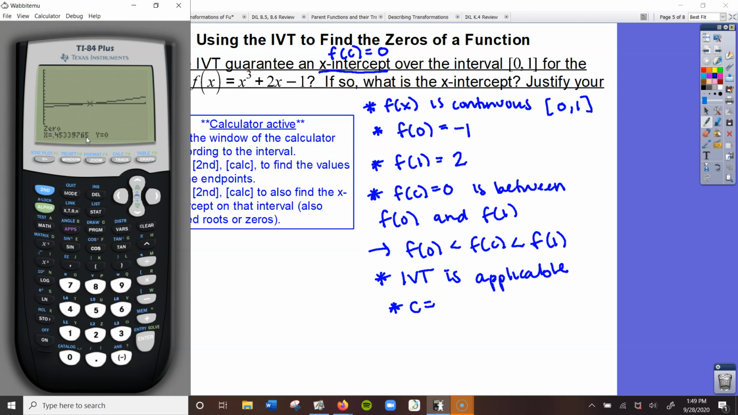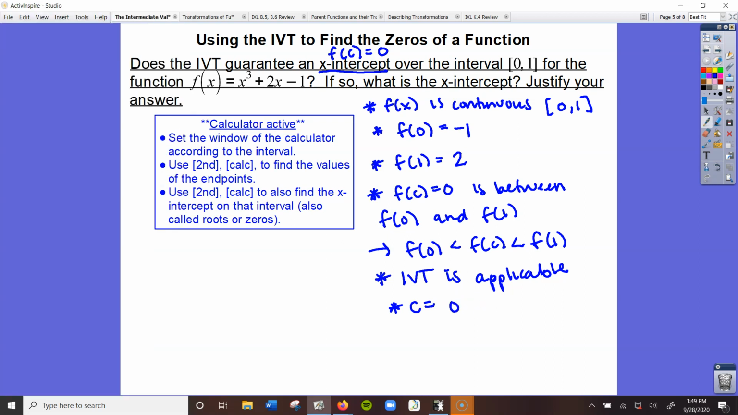Now when you're writing down your C value, you're always going to truncate your answer. Truncate means to not round. You're just going to cut it off, and we always want at least 4 decimal points. So we have our C value is 0.4533. So right here, by writing all of this out in bullet points, I don't need to do any further justifications because everything has been justified here already.